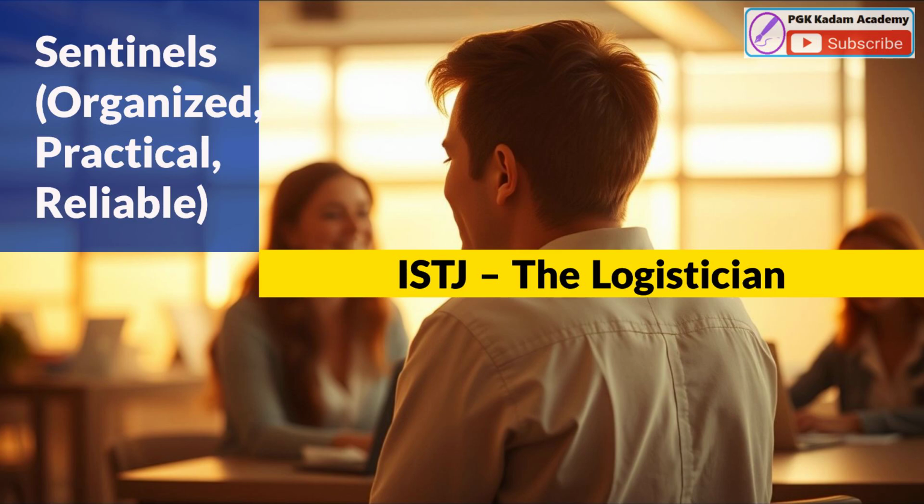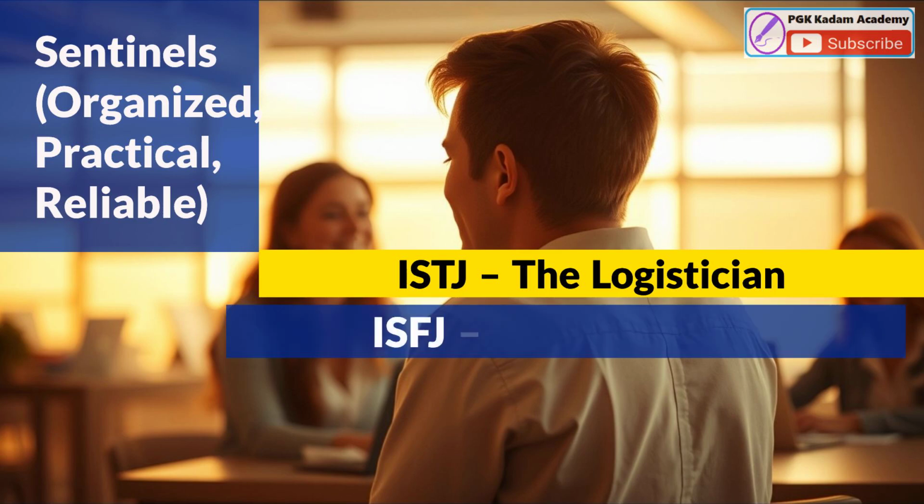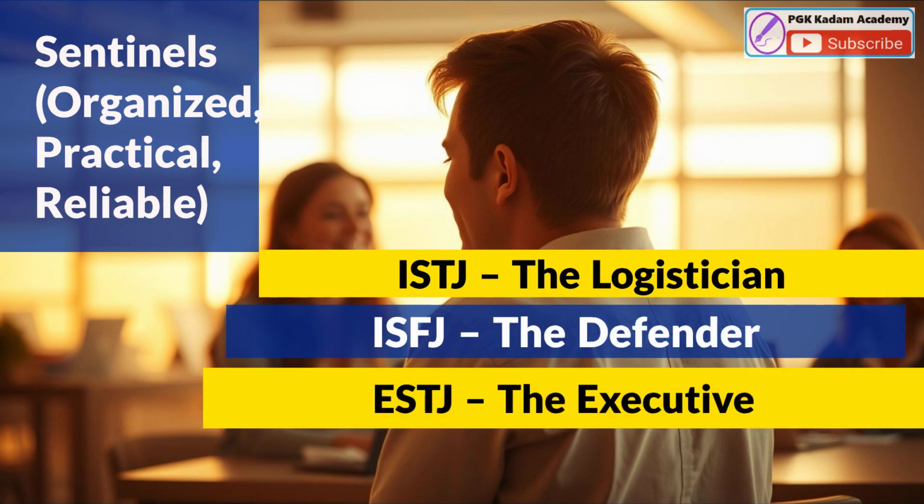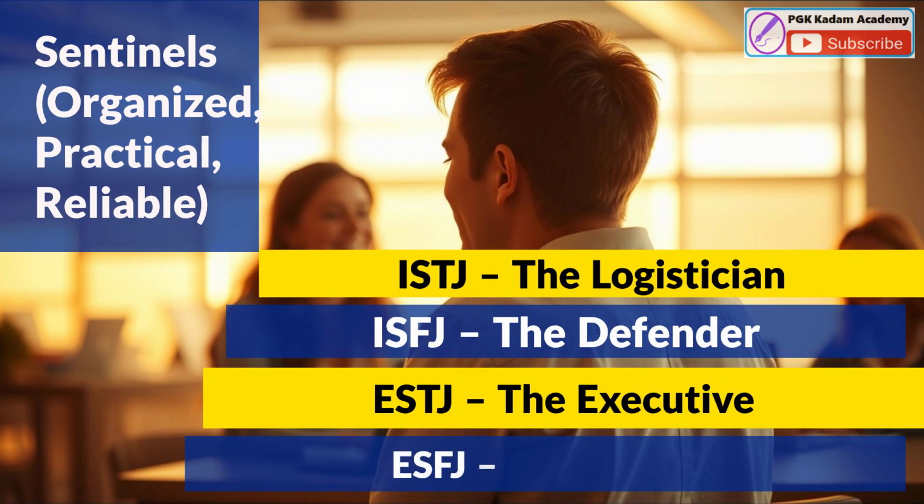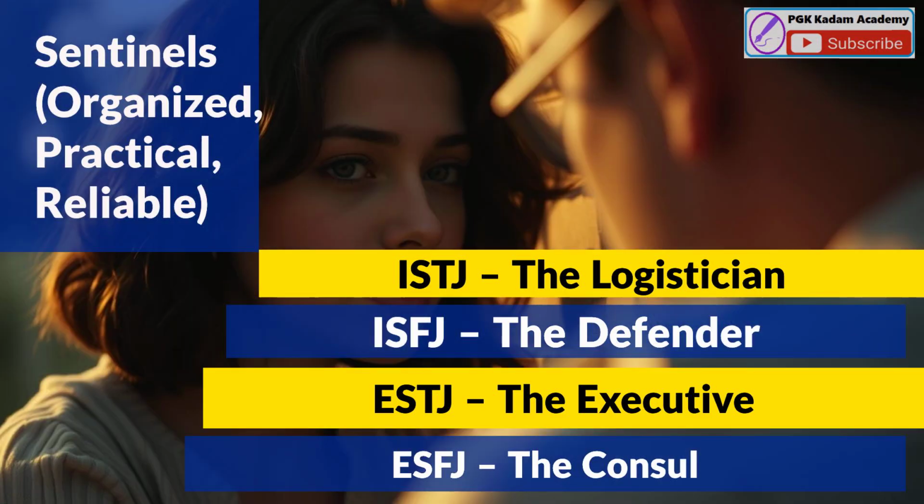Sentinel types have a nature of organized, practical, and reliable. It includes 4 personality types: ISTJ, ISFJ, ESTJ, and ESFJ. First, the Sentinel personality type ISTJ, the logistician, practical and fact-minded, reliable to the core. I follow rules and keep things in order. Strengths for ISTJ are responsible, practical, detail-focused. Best careers: accountant, auditor, military officer, civil servant.